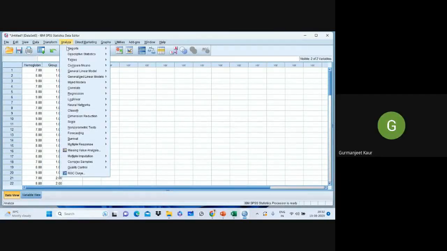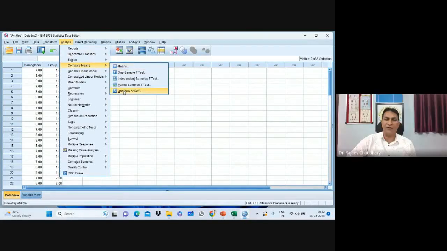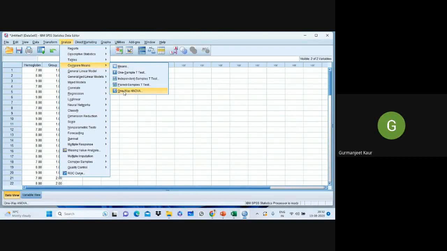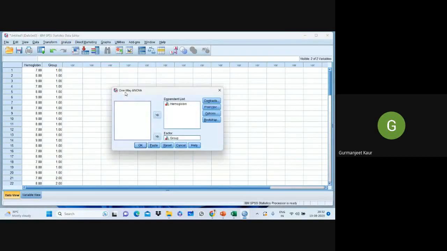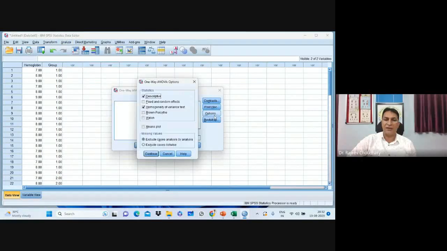Analyze, then Compare Means, then One-way ANOVA. Now see two techniques, Brown-Forsythe test and Welch test. Either apply this or apply this. I am going to apply both. We require only one, but both the Brown-Forsythe test and Welch test fulfill the same purpose.